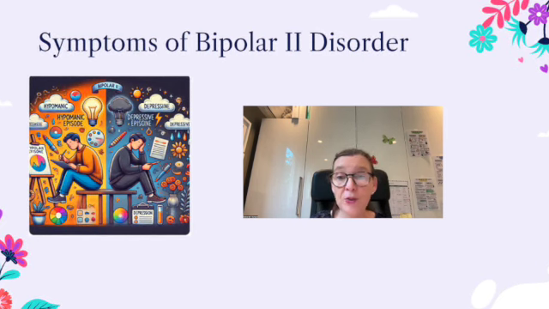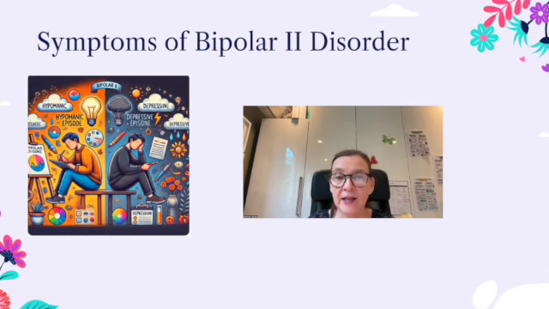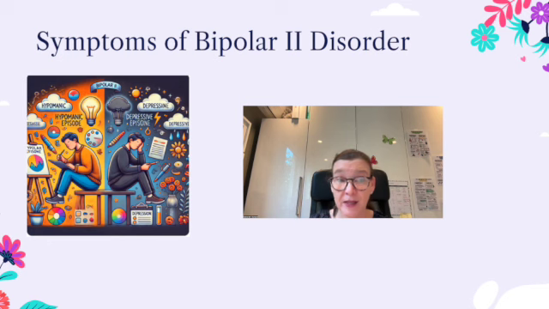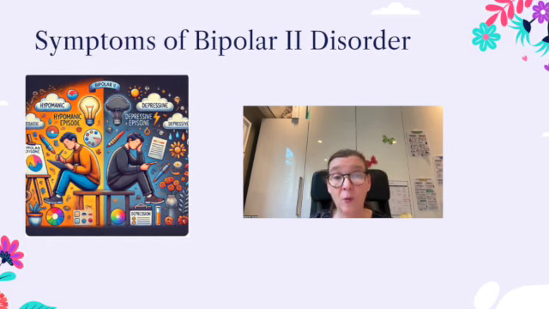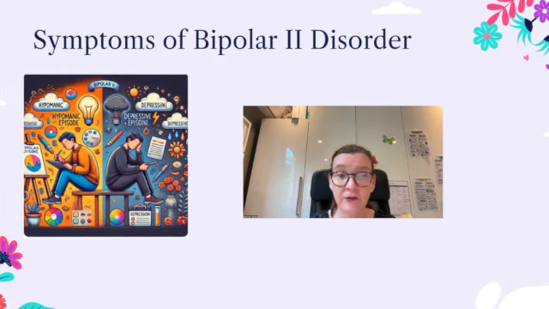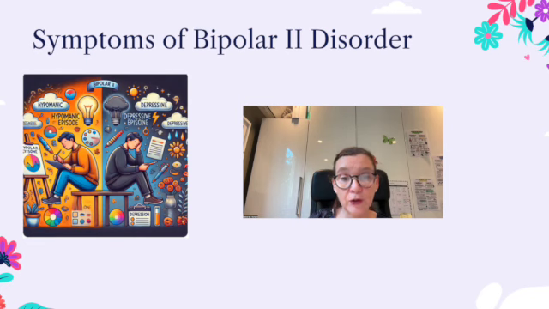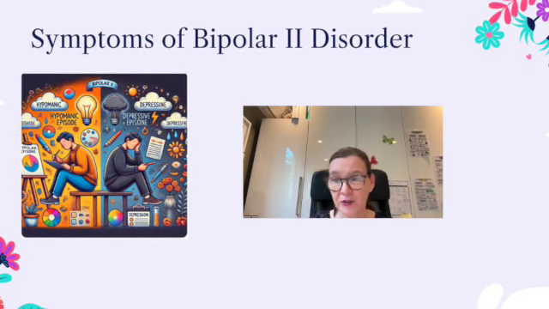And last, there's no severe impairments. Unlike full mania, hypomania doesn't typically lead to dangerous behavior or hospitalization. So the key difference from bipolar 1 is that while mania in bipolar 1 can cause severe disruptions and risky behavior, hypomania in bipolar 2 is definitely more controlled and doesn't cause major life disturbances.